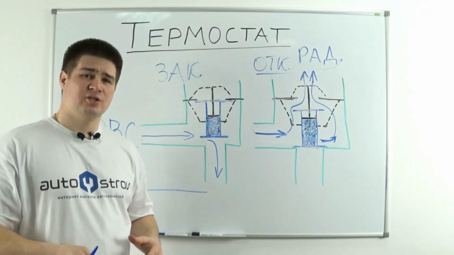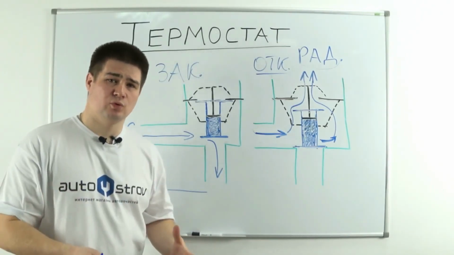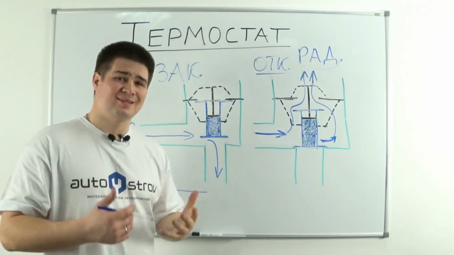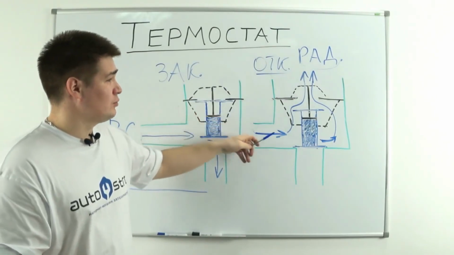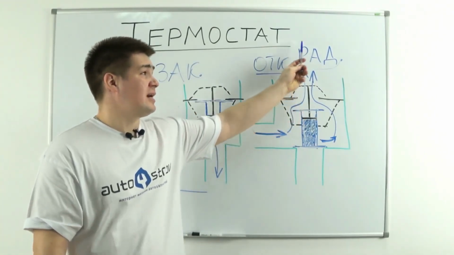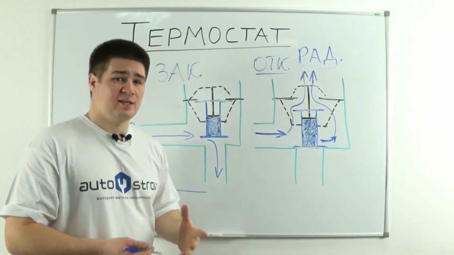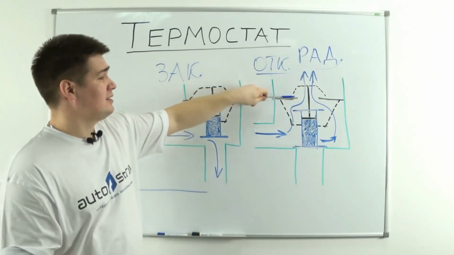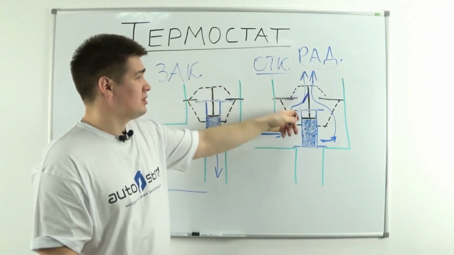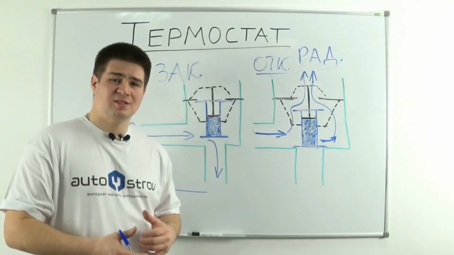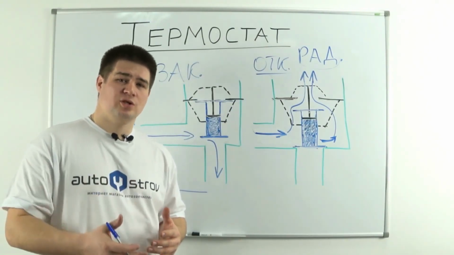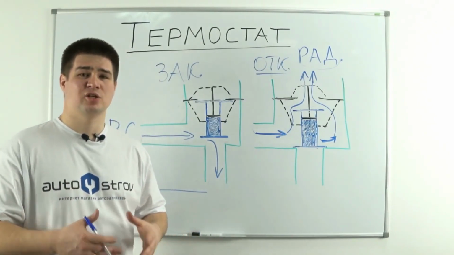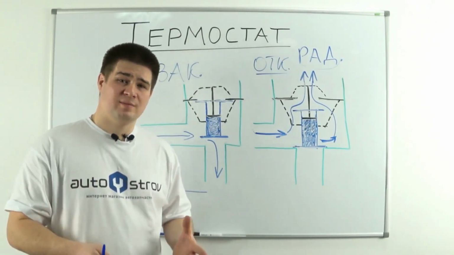So the conclusions. The thermostat is designed to maintain the optimum temperature of the internal combustion engine. In simple terms, the thermostat opens or closes the coolant path to the radiator. Thus, the thermostat has two positions: a closed position when the path to the radiator is closed, and an open position when the path to the radiator is open. It is recommended to replace the thermostat every 100,000 kilometers, but this is usually forgotten, and therefore people often face an unexpected breakdown of the thermostat.